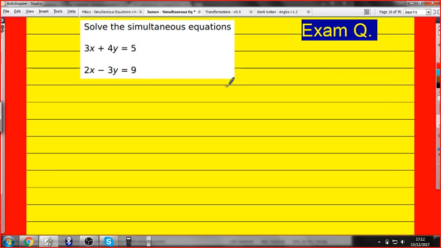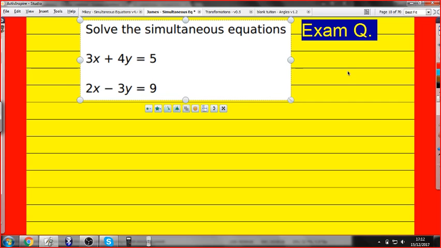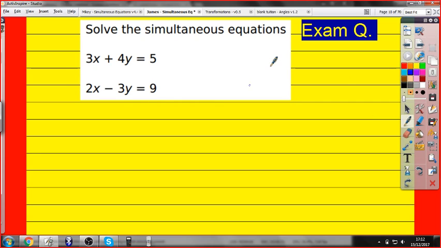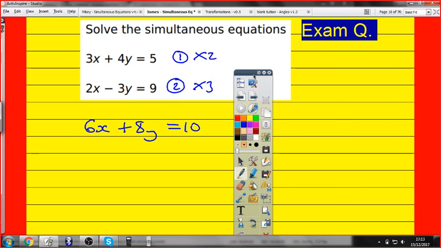Okay, let's try this exam question. So you first have to write it out. So you start off by trying to get it so you can get 6x on both of them. So you do the first one times 2 and the second one times 3. So then you've got 6x plus 8y equals 10. And you already know that either x or y has got to be a minus number.